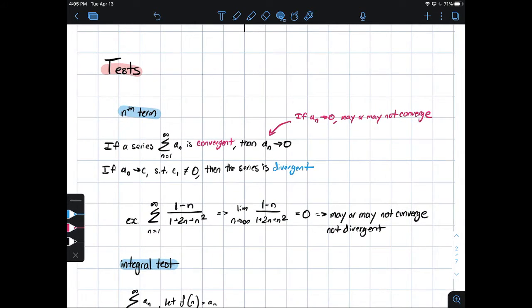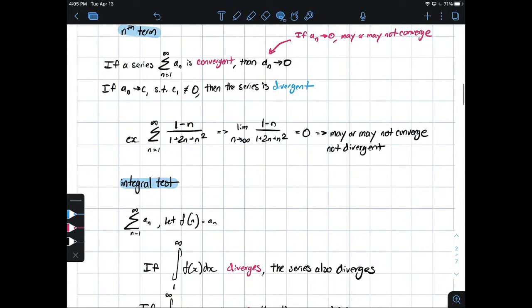So we have the n-term test. That's one of the most basic ones. Use that a lot for alternating series. It's not perfect, because if you do the limit and you find that it equals 0, it's not conclusive. It may or may not converge, but it definitely doesn't diverge.